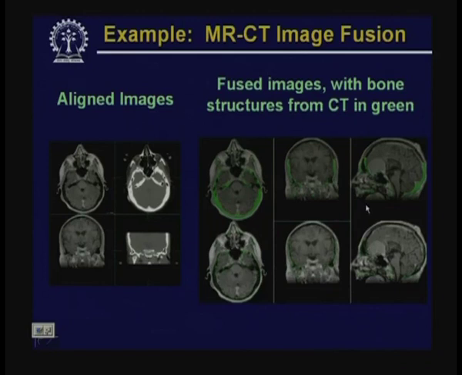So, in this fused image, you find that the green regions show you the bone structure, and this bone structure has been obtained from the CT image, and the other regions contain the information from the MR image. So, this is much more convenient to interpret than taking the MR image and the CT image separately.